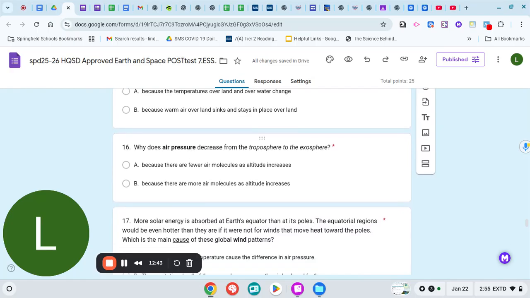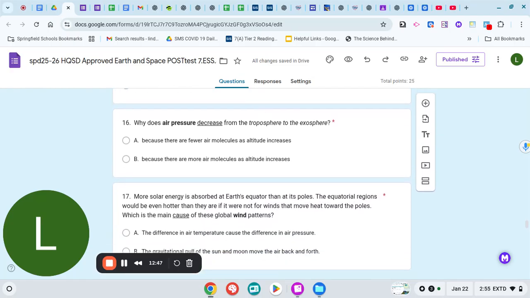Number 16, why does air pressure decrease from the troposphere to the exosphere? So as we are going from the bottom of the atmosphere, which is by the ground, the troposphere, all the way to outer space. Okay, so as we're increasing in altitude, it says the air pressure is decreasing. I want to know why. So why is it that as we go into outer space, the air pressure is decreasing?